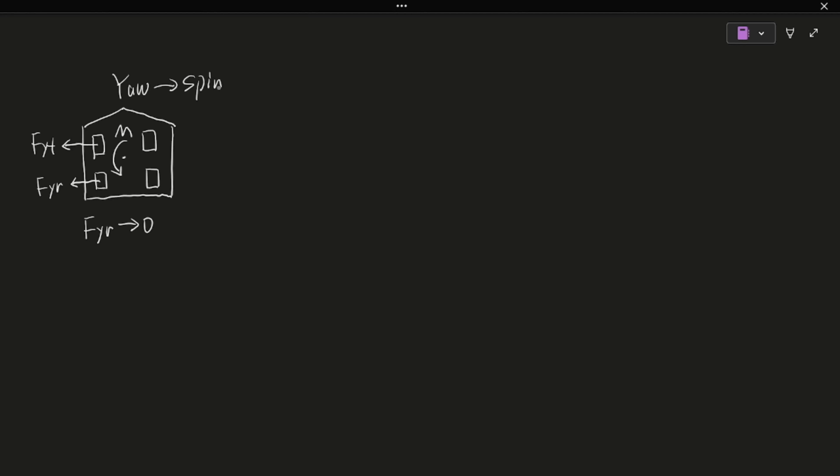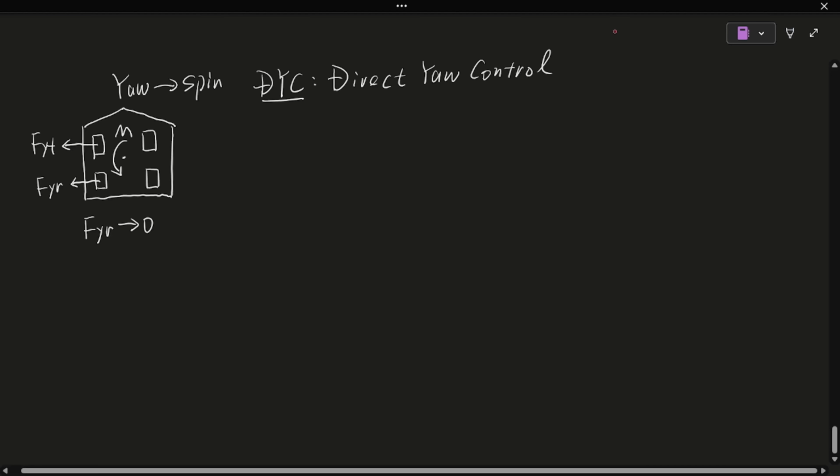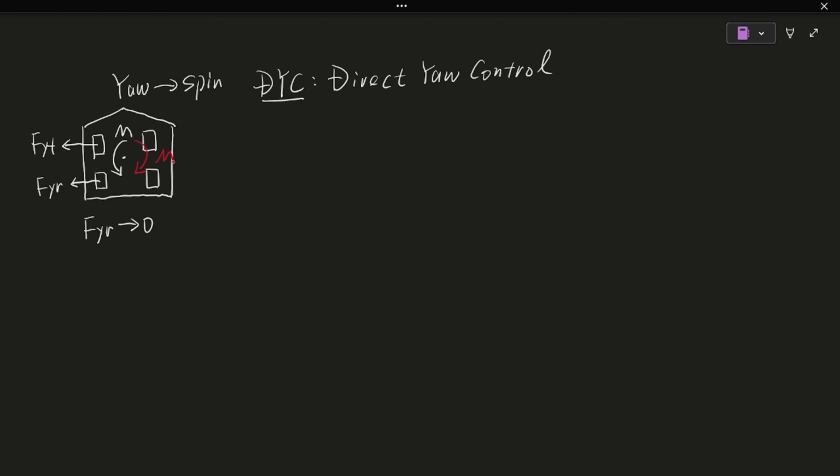In engineering, controlling the change in yaw is called DYC, Direct Yaw Control. The logic behind the DYC is very simple. Generate a counter torque M to neutralize the unwanted yaw. But how do we generate this counter torque? There are many methods in industry, such as four-wheel steering.